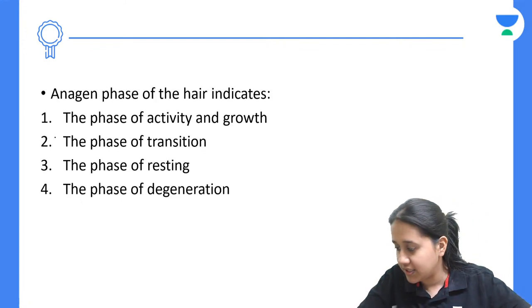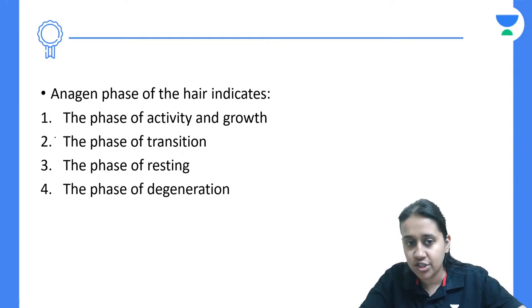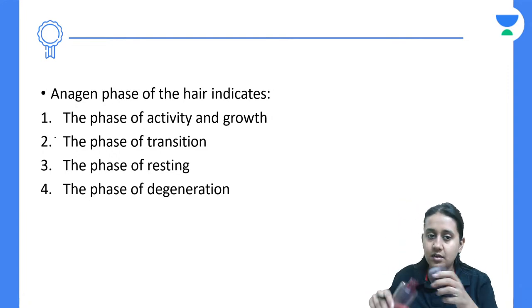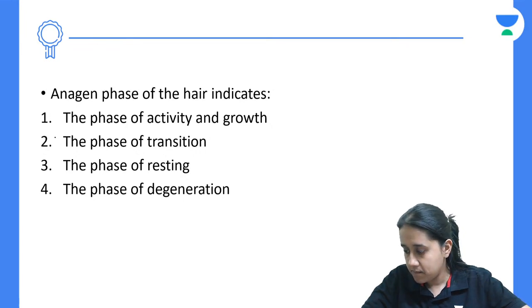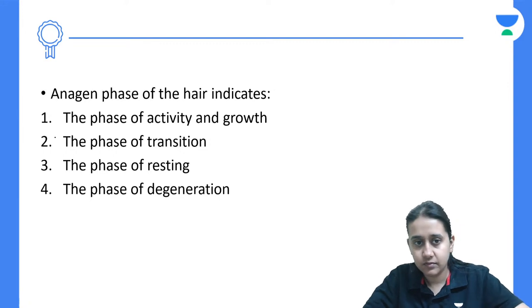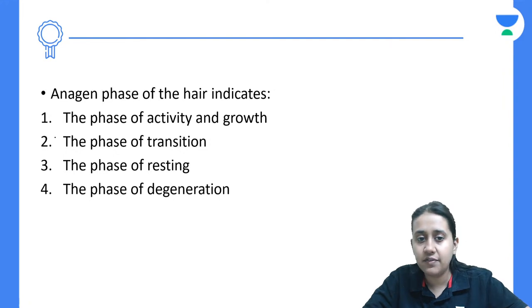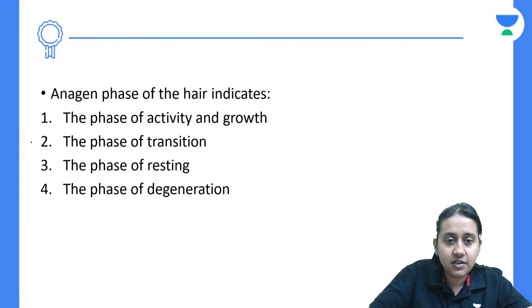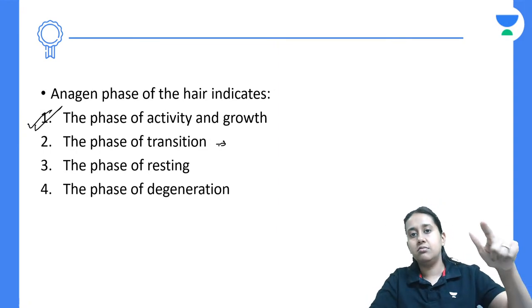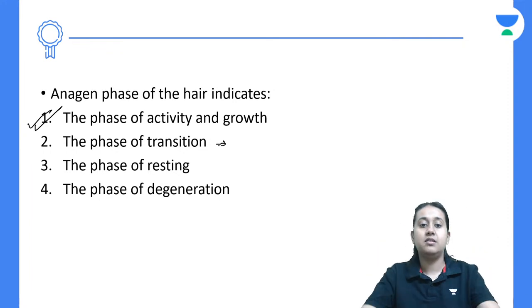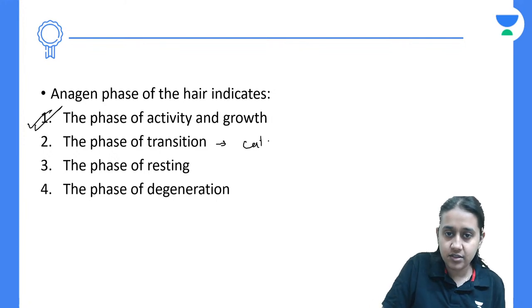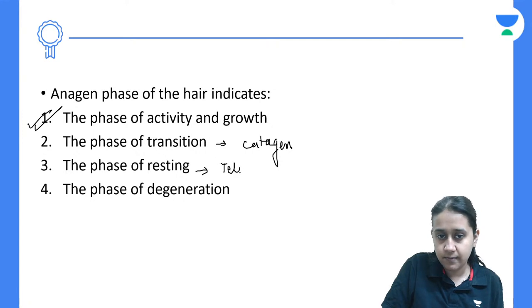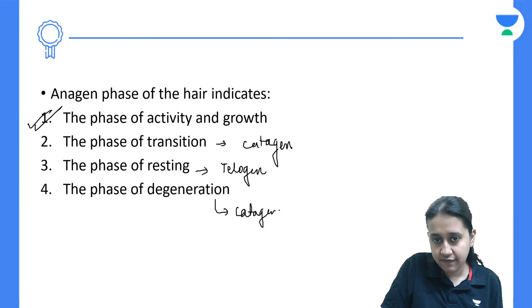Anagen phase indicates what? It indicates the phase of activity and growth, the phase of transition, the phase of resting, or the phase of degeneration. The anagen phase of hair indicates activity and growth. Can you tell me which phase is known as the phase of transition? Anagen, telogen, catagen. Very nice. The phase of transition is catagen, while the phase of resting is telogen. Degeneration is catagen. So these are the different phases of the hair cycle.